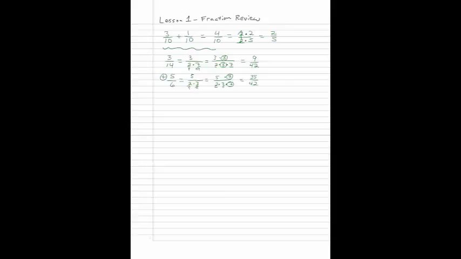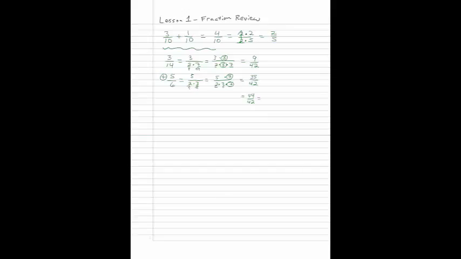So now what I have is 9/42 plus 35/42. So that gives us 44/42, which is kind of interesting because 44/42 is an improper or a top-heavy fraction. We have a larger numerator than a denominator, which we'll deal with shortly.